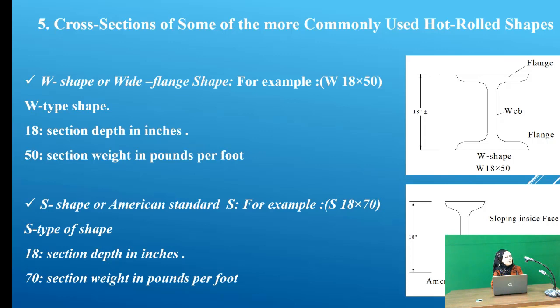Now we look at the details of the more commonly used hot rolled shapes. W shape, or wide flange shape. For example, a W shape is denoted in the ASTM code or the manual as W18x50. The first number, 18, represents the depth of the section in inches, while the second number represents the section weight in pounds per foot. It is the same for the S shape or American standard beam. For example, S18x70: 18 is the section depth in inches and 70 represents the section weight in pounds per foot.